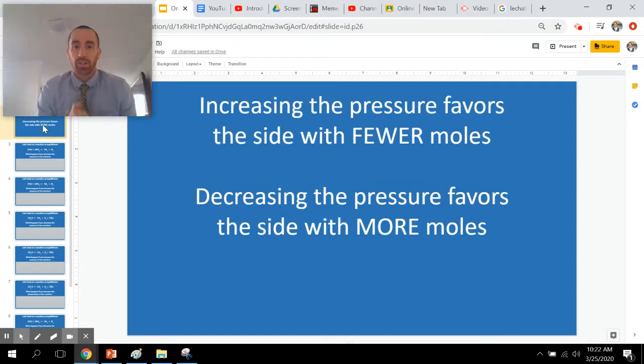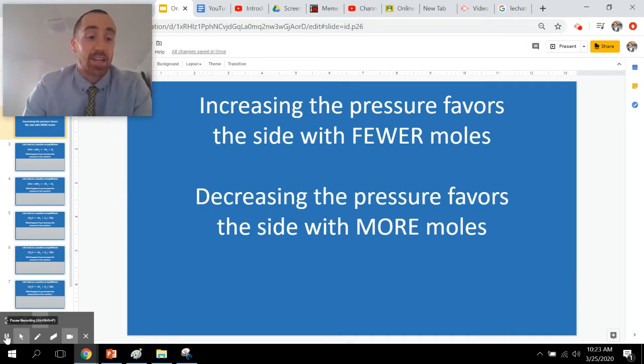All right. The rule is pretty straightforward. Increasing the pressure of a reaction at equilibrium will favor the side with fewer moles. And decreasing the pressure of a system that's at equilibrium will favor the side with more moles. So I'm going to pause the video. I'm going to ask you to do the same and copy down this rule for pressure. So copy this down now.